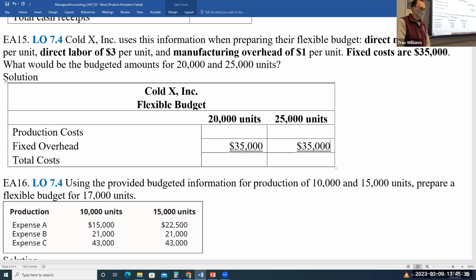Add up the per unit costs. Okay. Multiply by the amount of units. Okay, that's right. So if we take our direct materials, which is variable, $2, direct labor, also variable, $3. And then manufacturing overhead, we can assume that's the variable portion of $1. So together that's $6 of cost per unit, right? Multiply that by 20,000 units, and we get $120,000 of variable production costs. And then we add that to our fixed overhead, and we get total costs of $155,000.